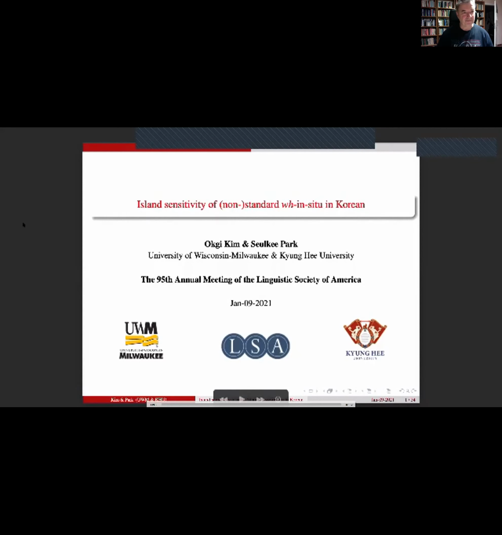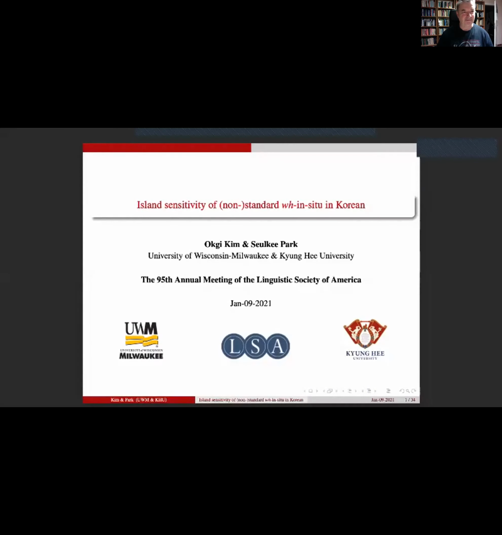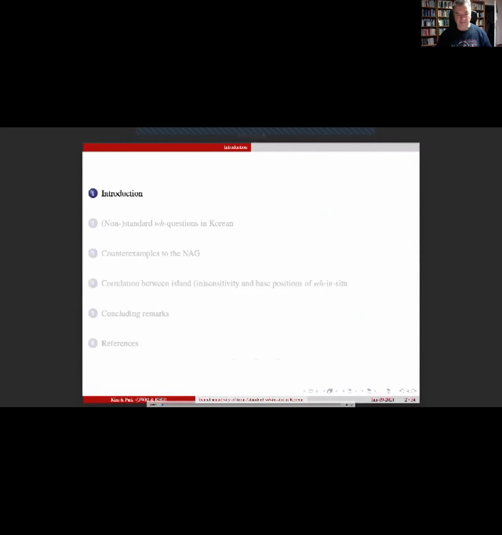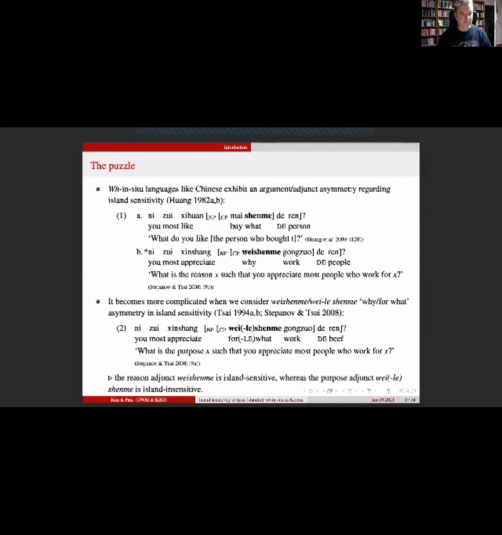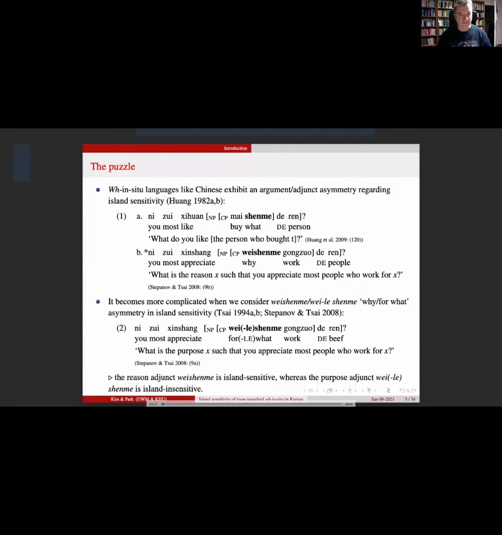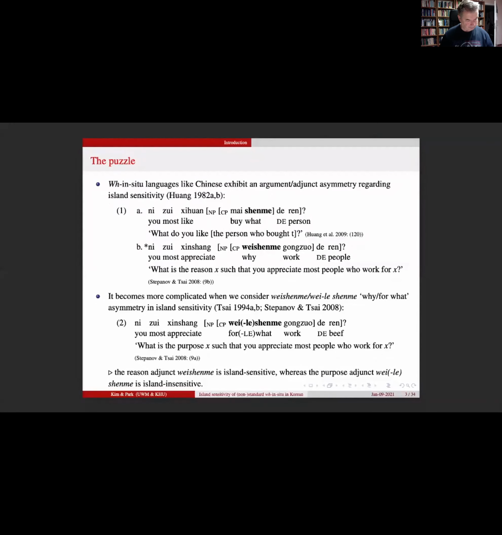Our presentation is about island sensitivity of standard and non-standard WH in situ in Korean. Introduction. Since Huang 1982, it has been well known that WH in situ languages like Chinese exhibit an argument-adjunct asymmetry regarding island sensitivity. For example, in Chinese, WH argument 什么 what can occur inside a complex NP island, as in 1A. But as in 1B, WH adjunct 为什么 why is sensitive to the island.